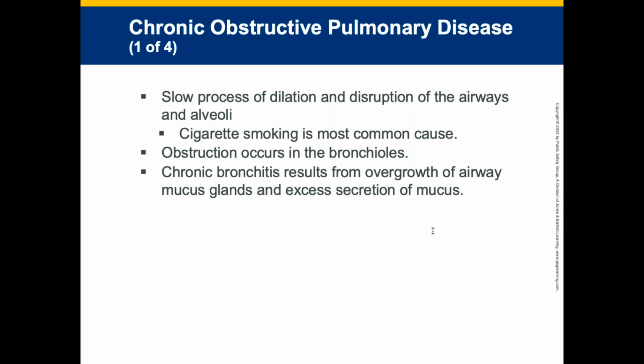Chronic bronchitis is a result from overgrowth of the airway mucus glands and excess secretion of mucus as well, blocking the airway. So patients have a chronic productive cough for at least 3 months per year for 2 or more consecutive years as chronic bronchitis.